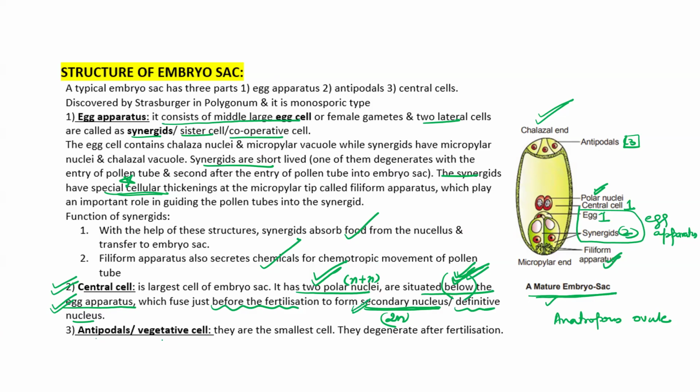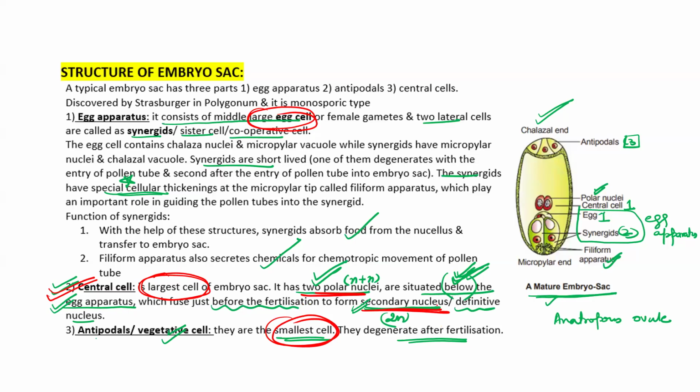Antipodal cells are also known as vegetative cells. They are the smallest cells and they degenerate after fertilization. So questions from this: which is the largest cell? The largest cell is the central cell. Which is the largest cell of the egg apparatus? Egg is the largest cell of the egg apparatus. Which is the smallest cell? Antipodal cells are the smallest cells. Which cell changes its ploidy from haploid to diploid? The central cell. With two polar nuclei, it was haploid. With the secondary nucleus, it is diploid.